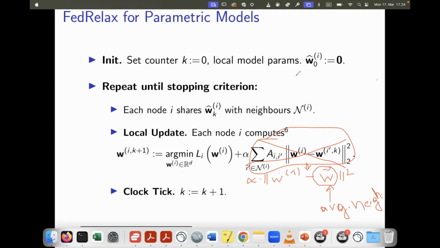In ridge regression itself, you minimize the training error, the MSE of the current weight vector, plus the regularization parameter times the squared Euclidean norm. So this is ridge. And here in this FedRelax algorithm, a federated learning algorithm, we use not the squared Euclidean norm of the model parameters, but of the difference between the model parameters and some other parameter vector, which is the average of the neighbors' model parameters.